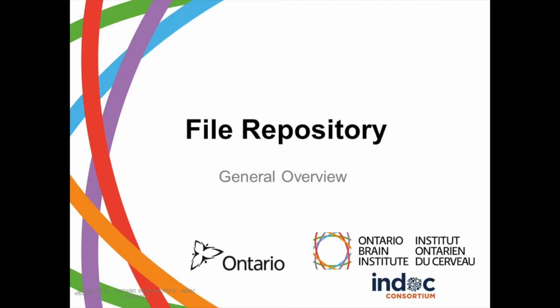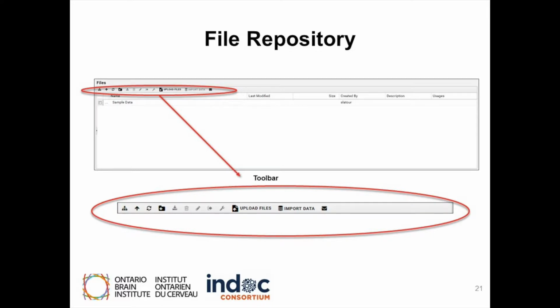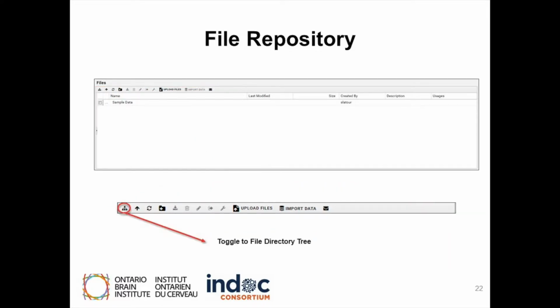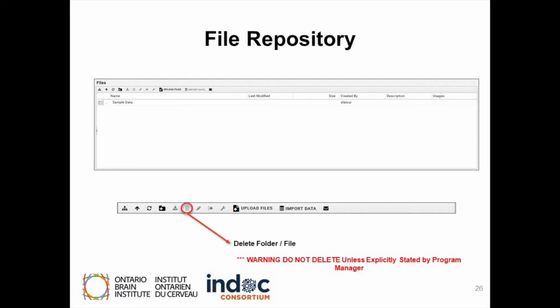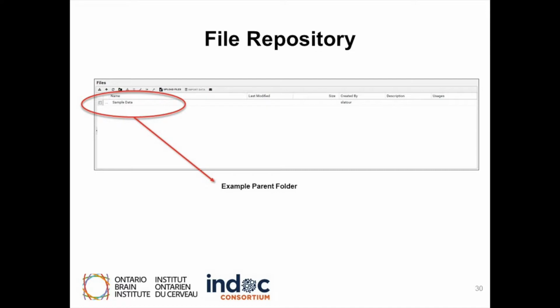Let's go over a general overview of the file repository. This is what a LabKey file repository looks like. You will notice a toolbar at the top of the file repository. The toolbar contains many tools: the Toggle to File Directory button, the Toggle Up Directory button, the Add a New Folder icon, the Download icon, the Delete icon, the Edit icon, the Move a Folder or File button, and an Upload File icon.